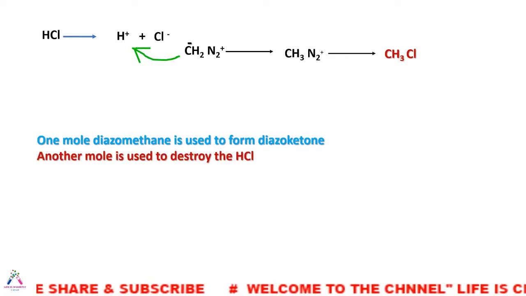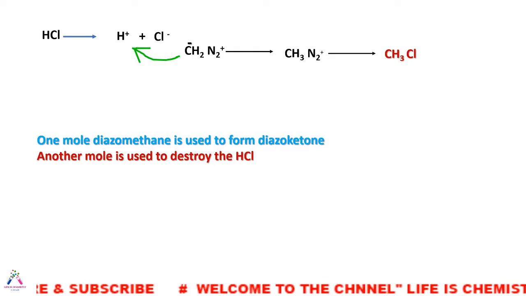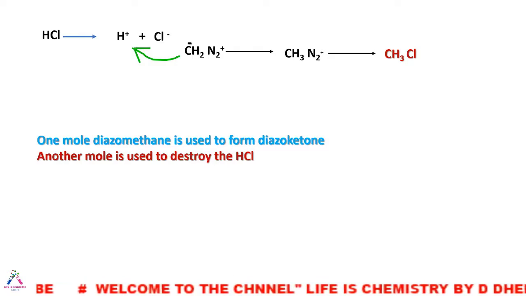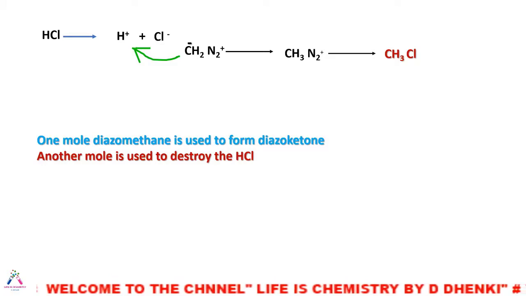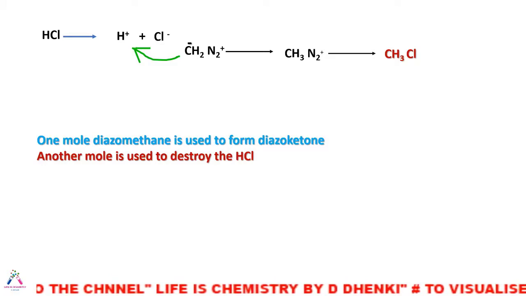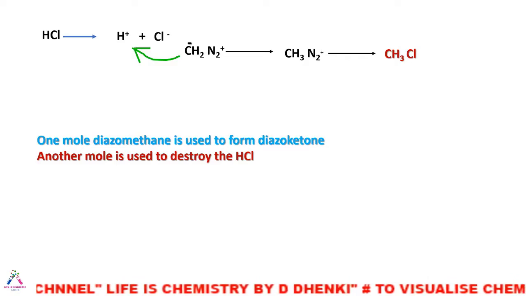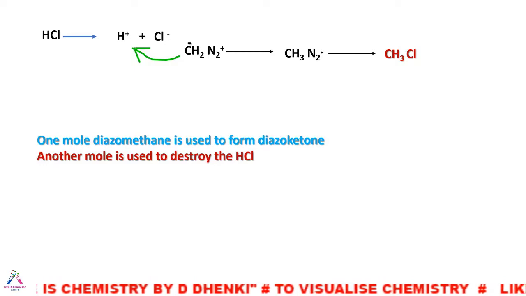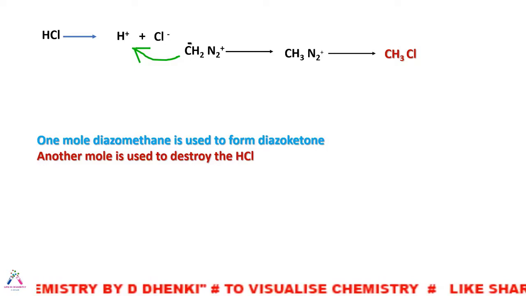So we have to use excess diazomethane to produce the homologue of the starting acid by the Arndt-Eistert synthesis. Otherwise it will give the side product alpha-chloroketone, which is not our desired product.